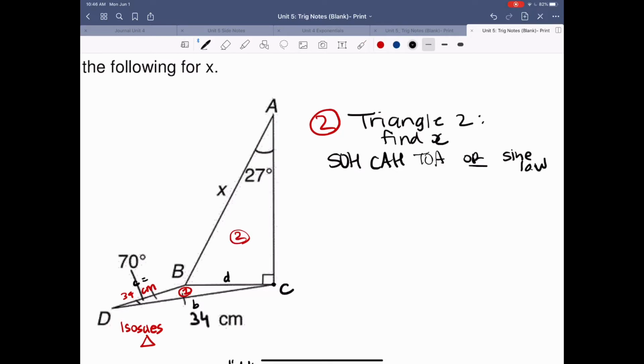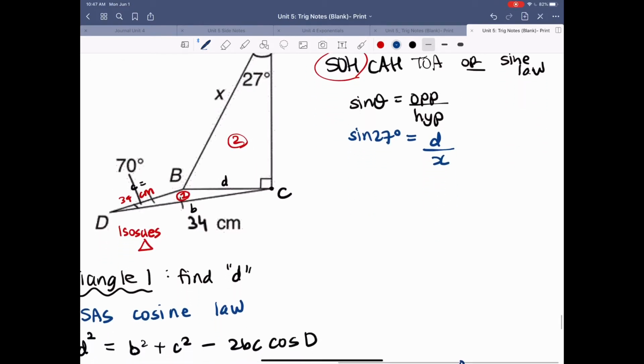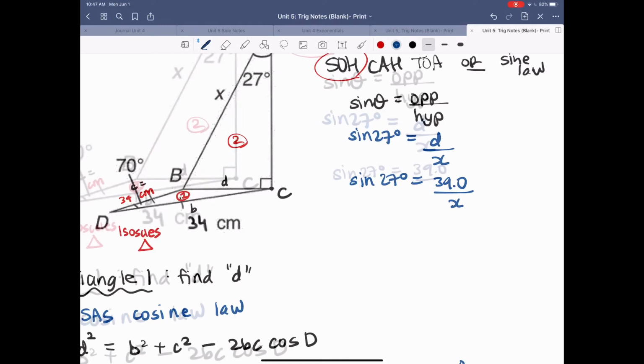And which one am I going to use? Well, I have an angle, I want to solve for the hypotenuse, and I have the opposite. So I'm going to use SO, meaning sine theta equals opposite divided by hypotenuse. Plugging in, I get sine 27 degrees is equal to d divided by x, and d is approximately 39.0, divided by x.